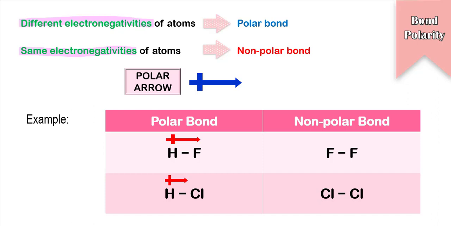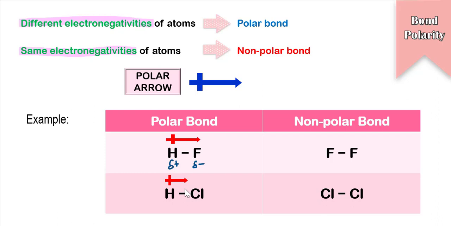The polar bond is shown by using a polar arrow. For example, if we have hydrogen fluoride, it has two different atoms, so obviously there is a difference in electronegativity, where fluorine is more electronegative than hydrogen. So fluorine is the negative terminal, and hydrogen is the positive terminal. We use the polar arrow, where the head of the arrow goes to the more electronegative atom, and at the back, a positive sign goes to the more electropositive atom.